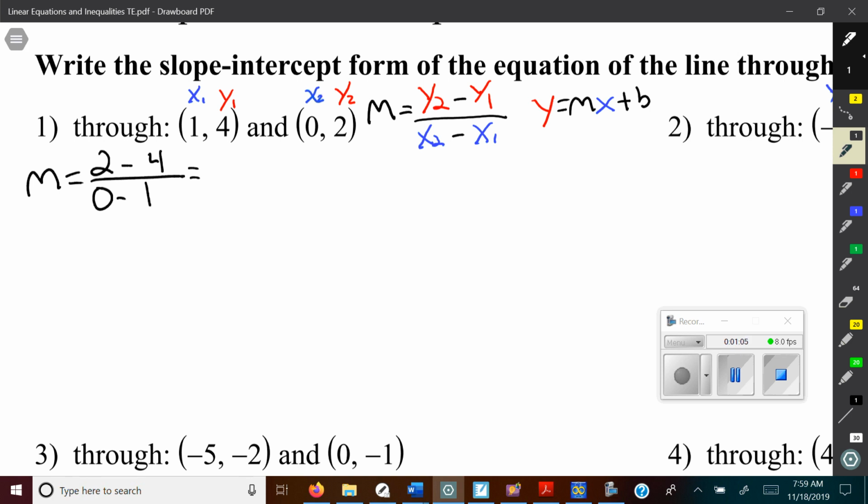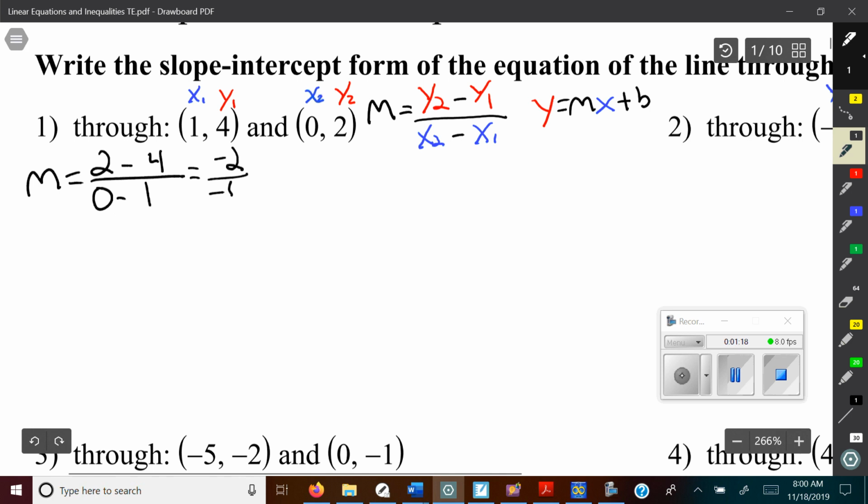Then we're going to find the difference between the two. We got 2 minus 4, and that's going to get you negative 2. And you got 0 minus 1, which will get you a negative 1. And then you divide that, and you'll end up with a positive 2. So our slope is 2. So we're halfway there. We just need to find the y-intercept.